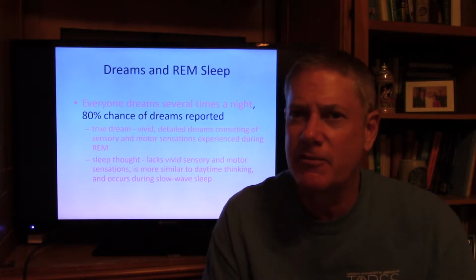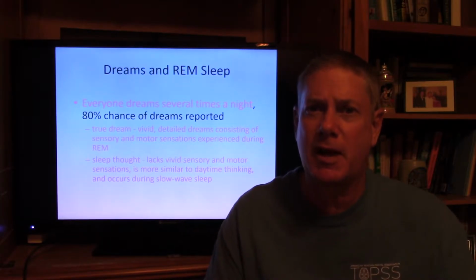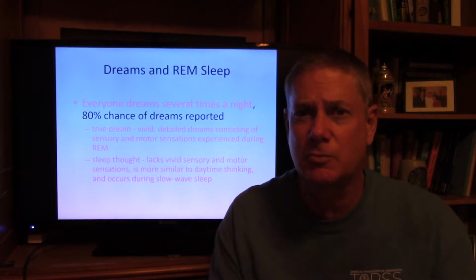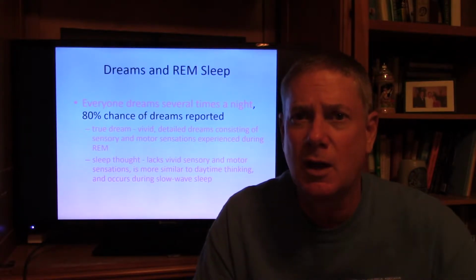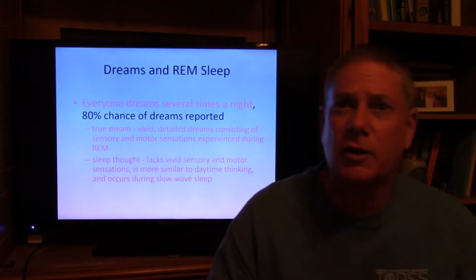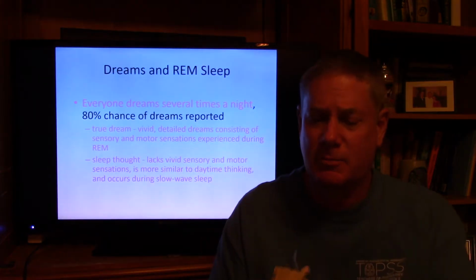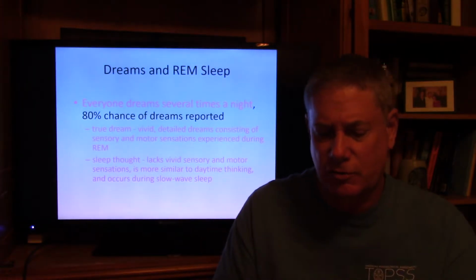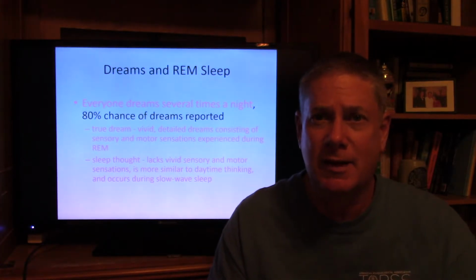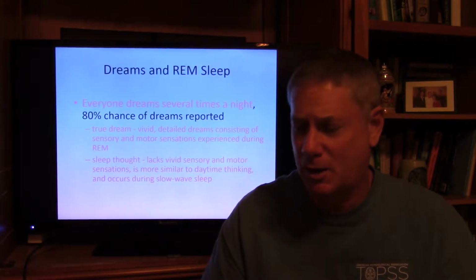And that's going to be a vivid, detailed dream that has sensory and motor sensations. It's going to probably have a story to it. It's going to have both some nouns and some verbs. It's going to have some things that we are going to be able to look at, especially in this book known as a dream dictionary. Yes, you can look up different objects or different verbs in this book, and it will tell you what they mean. Now, whether or not that's actually true, we'll talk about.